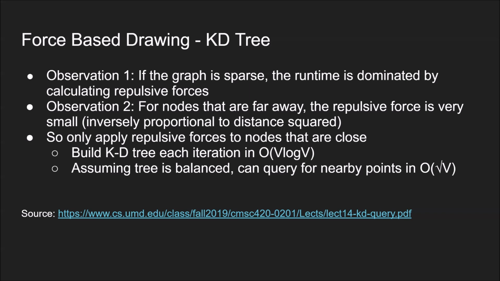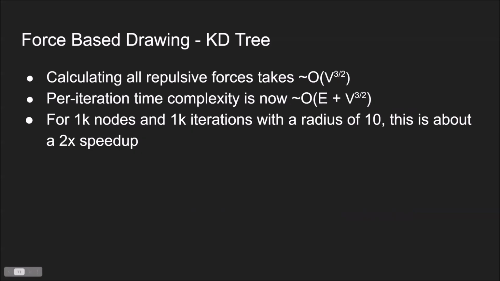So each iteration, we're going to build a KD tree in O of V log V. And then assuming that the tree is balanced, we can query for nearby points in approximately O of square root of V. Then calculating all the repulsive forces will take around O of V to the 3 over 2. Then the per iteration time complexity now gets down to O of E plus V to the 3 over 2. So for 1K nodes and 1K iterations with a radius of 10, so only nodes that are within 10 units of each other exhibit repulsive forces towards each other, this ends up being about a 2x speedup.